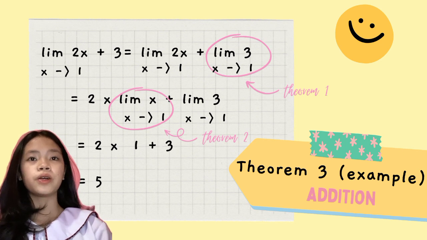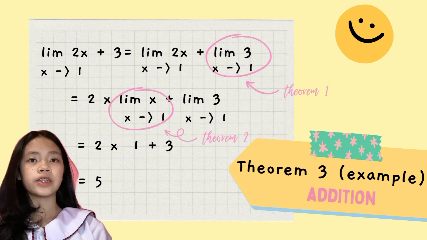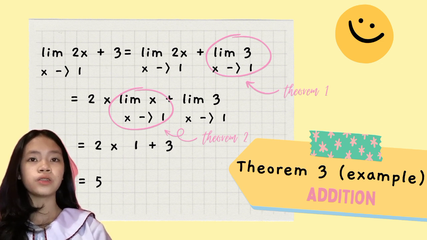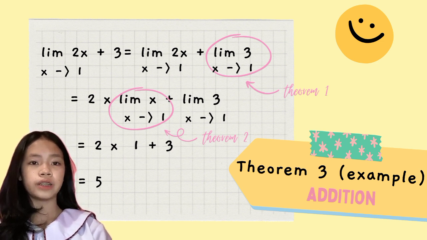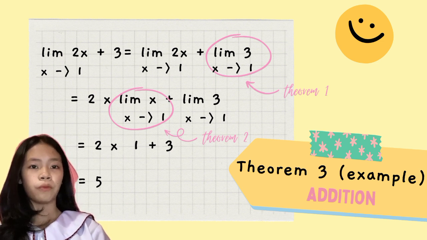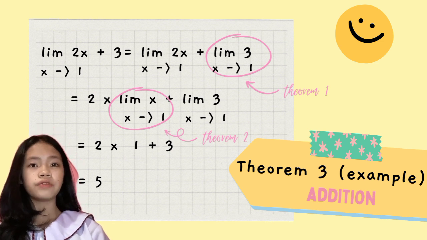To illustrate, we're going to apply our sum or difference rule. The limit of 2x plus 3 as x approaches 1. In this example, we have the plus sign, so we're going to apply addition. According to our rule, this can be written as the limit of 2x as x approaches 1 plus the limit of 3 as x approaches 1. Get the constant, which is 2, times the limit of x as x approaches 1, plus apply Theorem 1. Our constant is 3, so the value of this is 3.